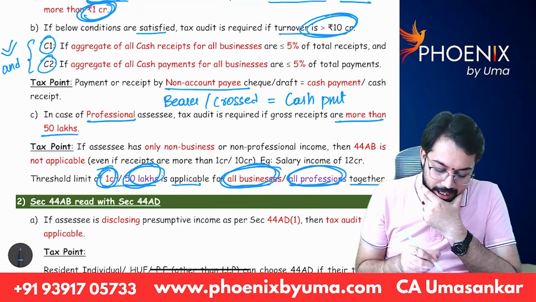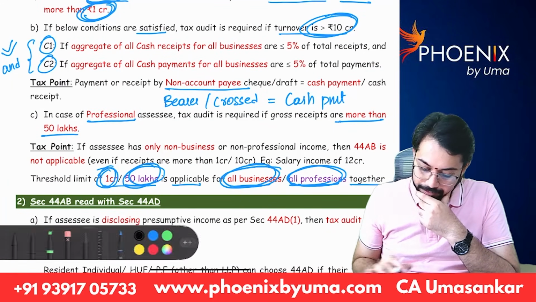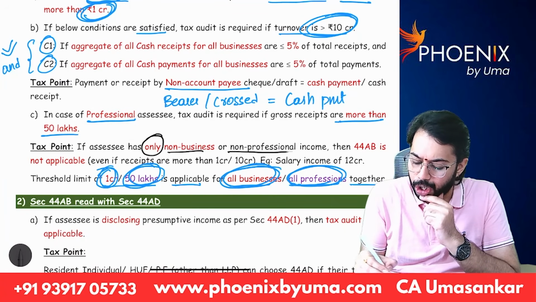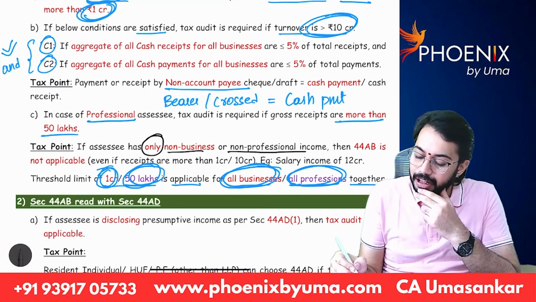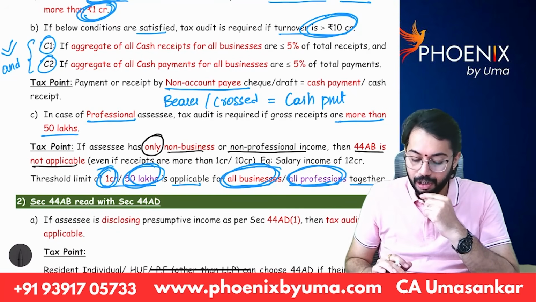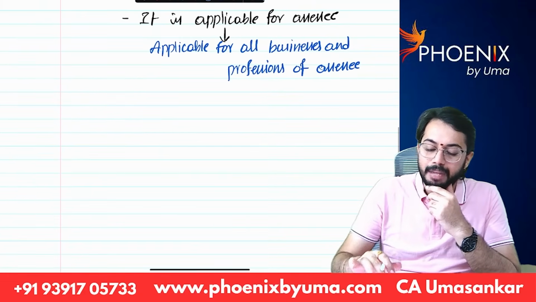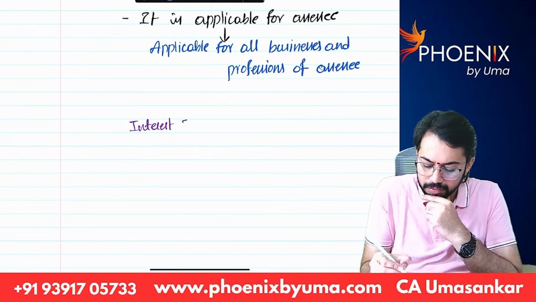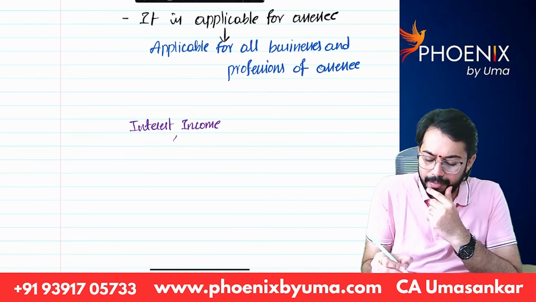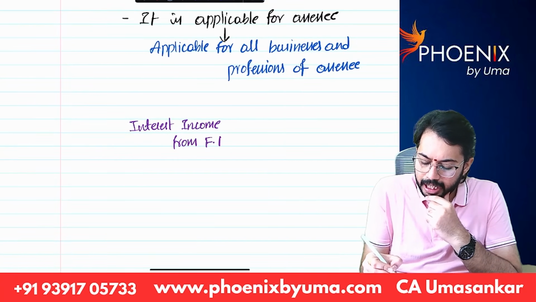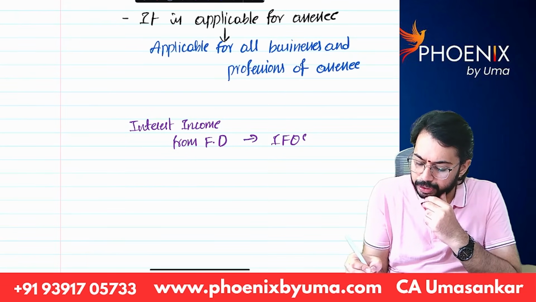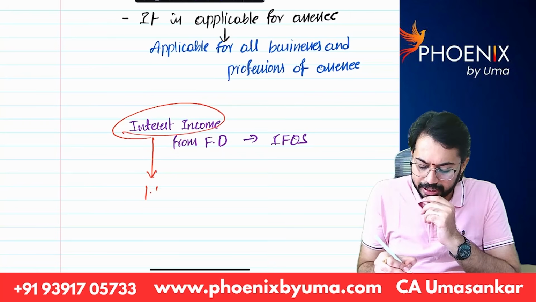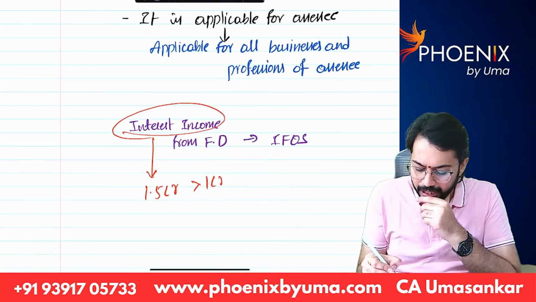Next, tax point is there. Listen carefully. If the assessee has only non-business or non-professional income, then 44AB is not applicable. What do you mean by this? I am getting only interest income, interest income from fixed deposits. It is taxable under income from other sources. But whatever the interest income is, say the interest income I received is 1.5 crore, which is more than 1 crore.